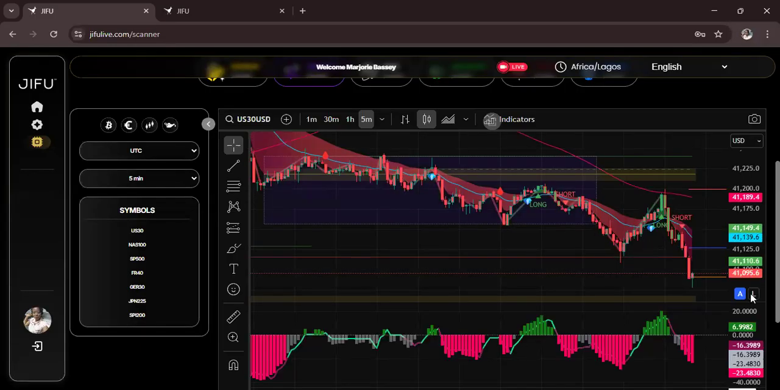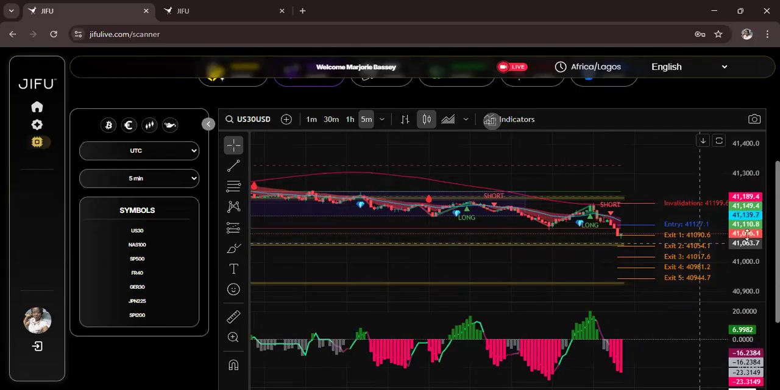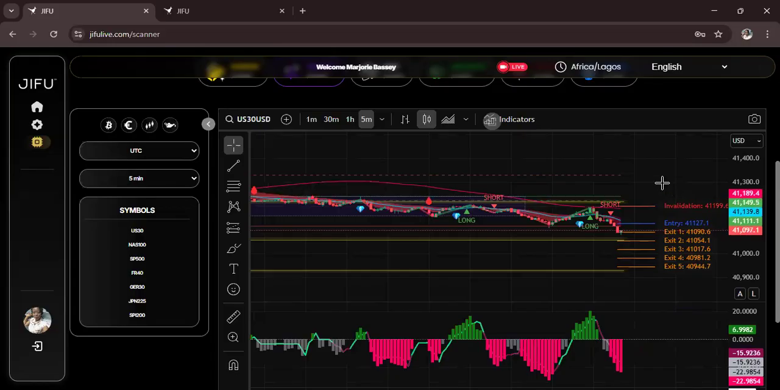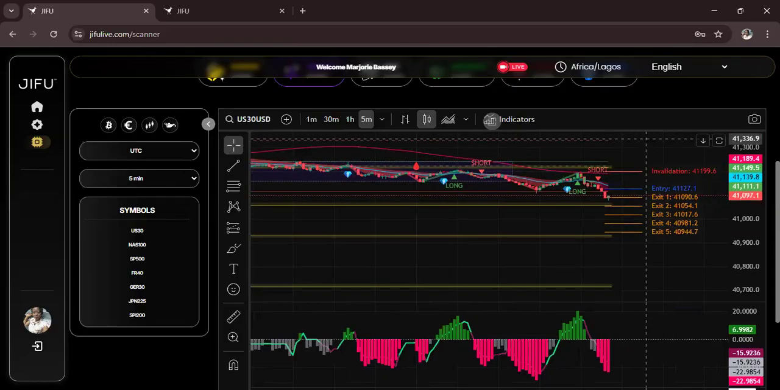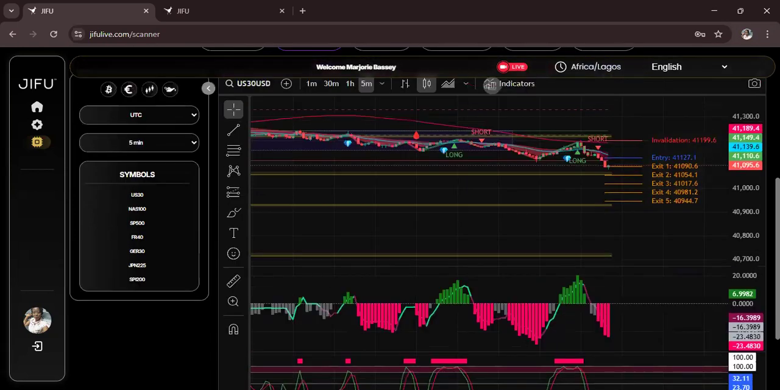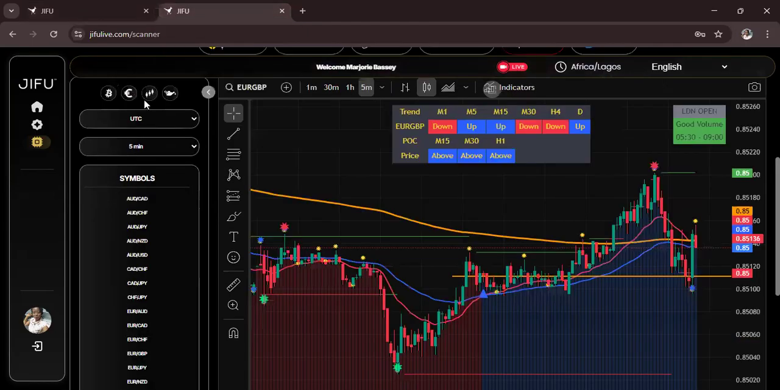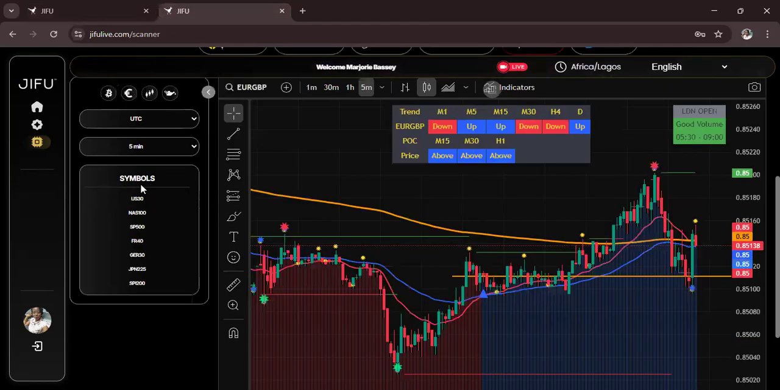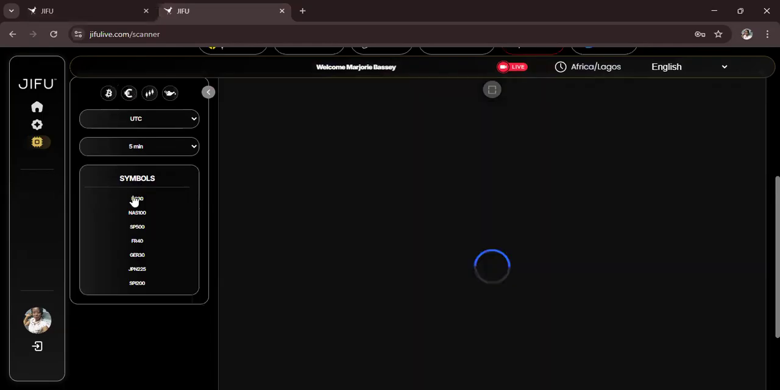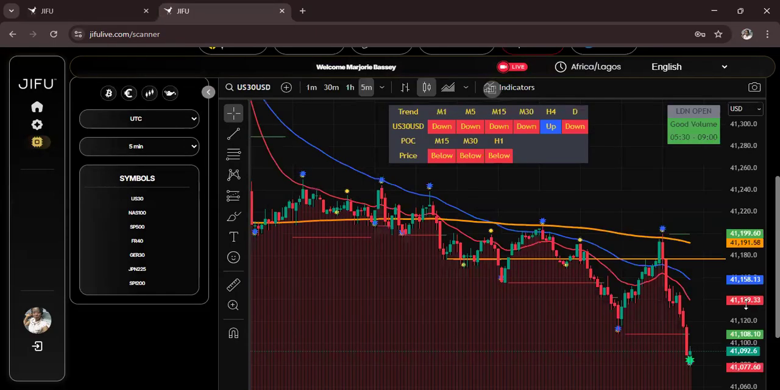US 30 is actually selling. Yeah, it's selling on Trend Wave. It's given the entry and it's already hit TP1. But let's see what Kill Shot says. Okay, yeah, so it's actually selling.